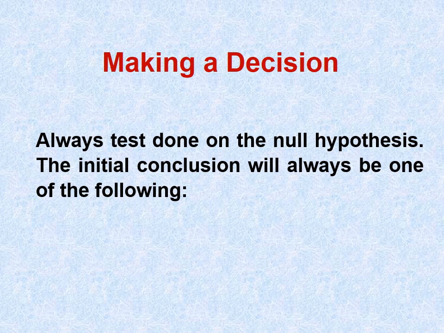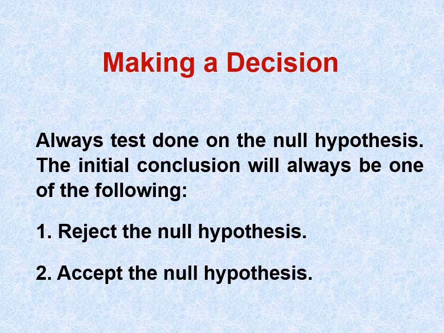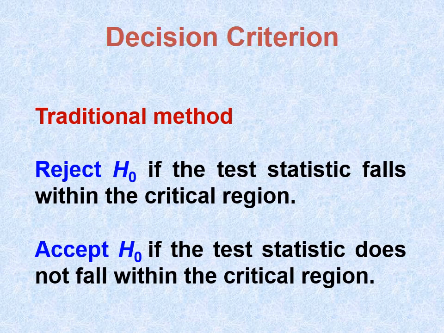So, making a decision. The test is always done on the null hypothesis. The initial conclusion will always be one of the following: rejecting the null hypothesis or accepting the null. The decision criterion follows this. Reject H0 when the test statistic falls within the critical region. Accept H0 if the test statistic does not fall within the critical region.